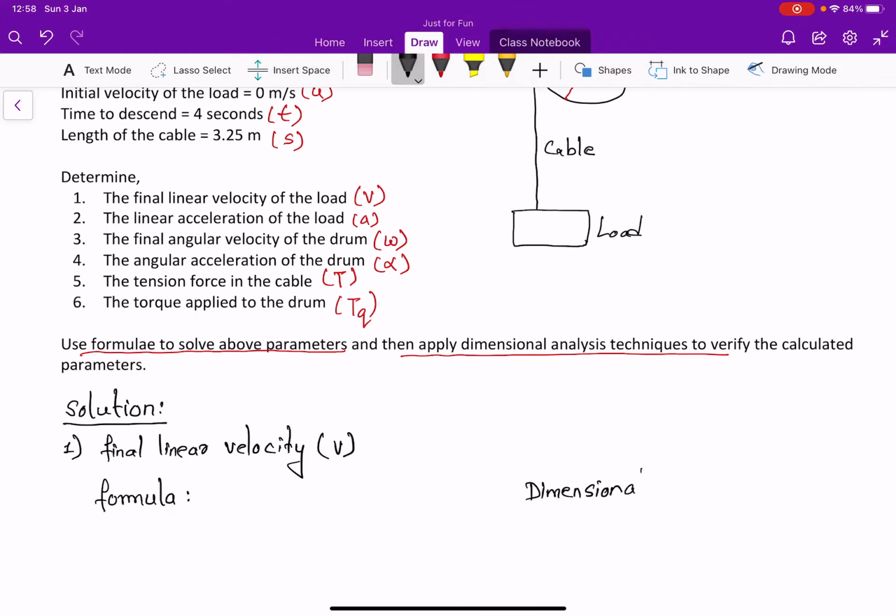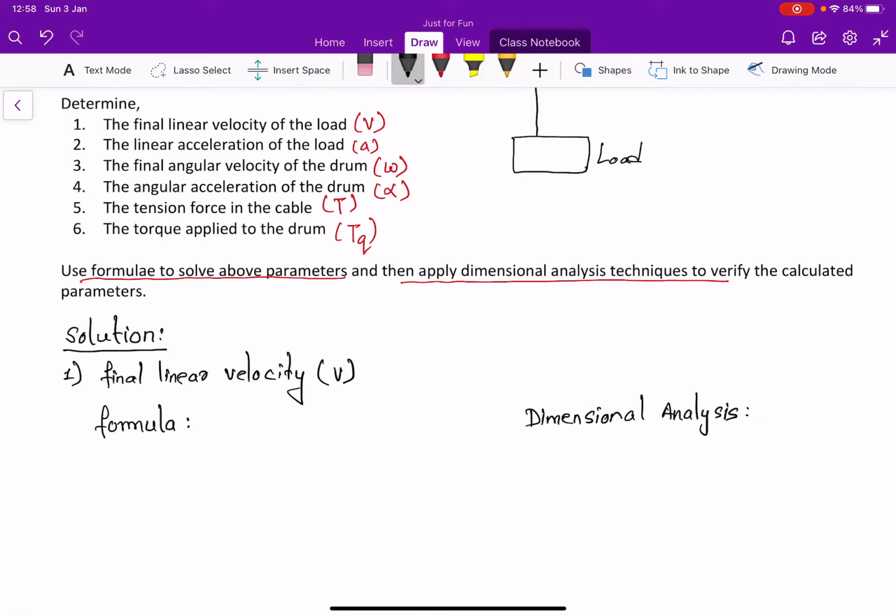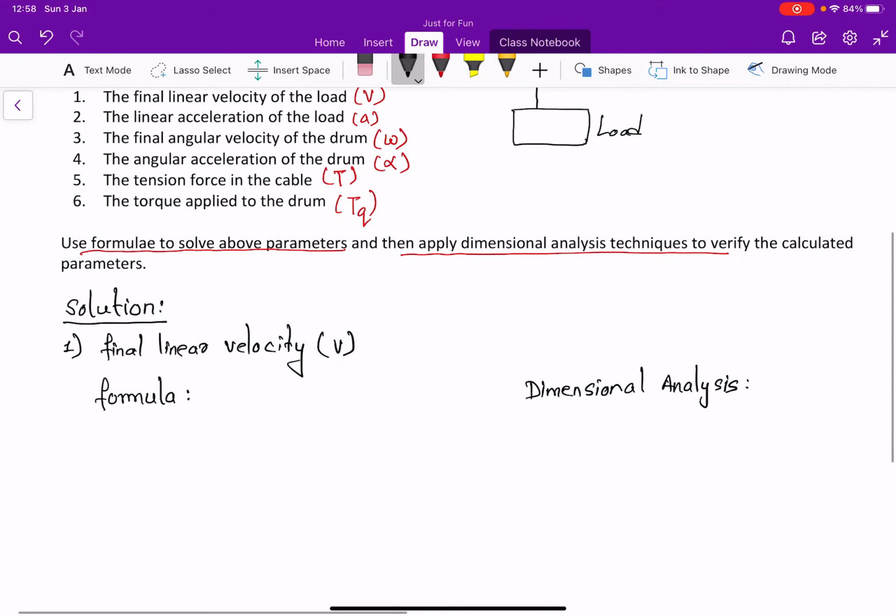Dimensional analysis. So we're going to use basically formula as well as dimension analysis at the same time to get the answer and verify it. Okay, so what we need to find is the final velocity, and the simple formula we can use to find the final velocity is distance travelled equals u plus v divided by 2 times t. Okay, that's the formula we can use to find our final velocity.